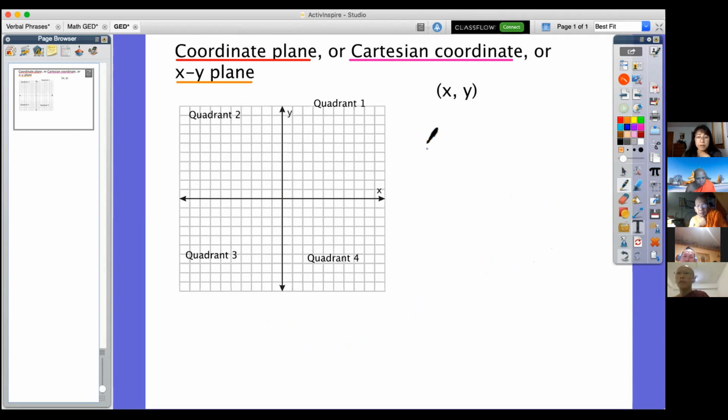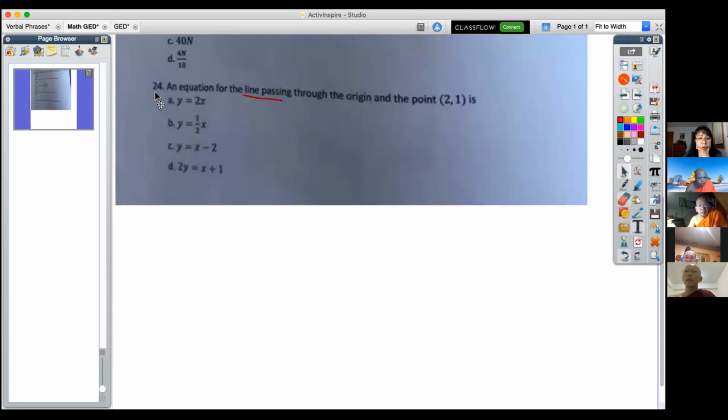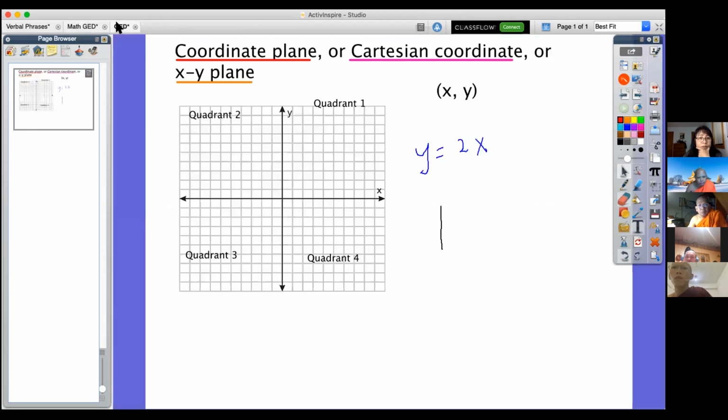So if I have y equal to 2x, and I want you to graph that. When I teach algebra students, I let them make a table, and I said, this is x. Oh, shoot. Let me look at your question first. What is the question asked you? An equation for the line passing through the origin and the point is, okay. So that means I have to explain some more here.